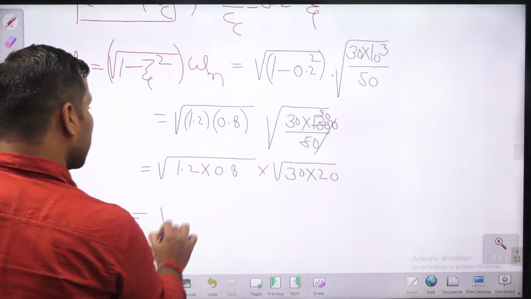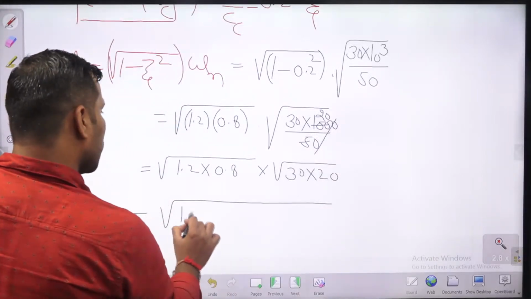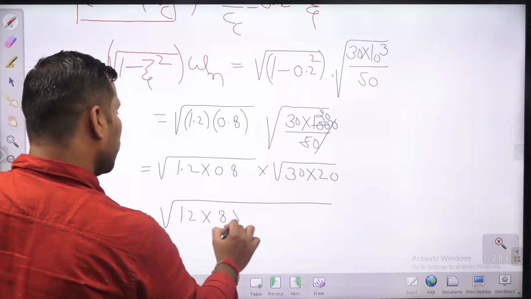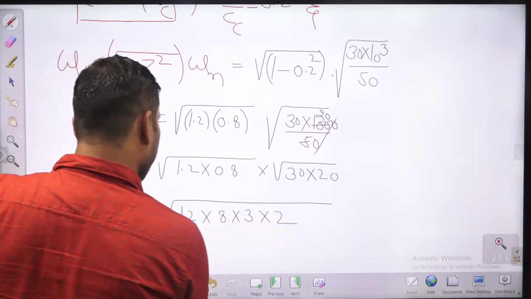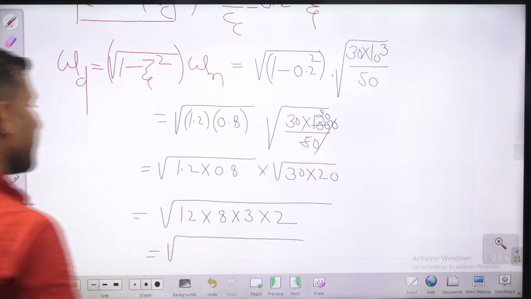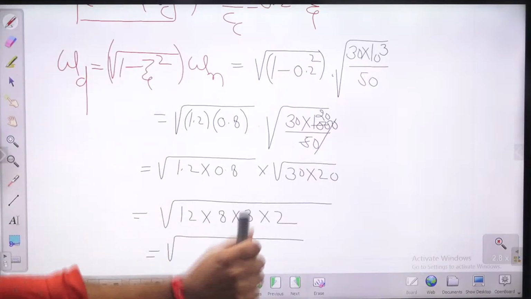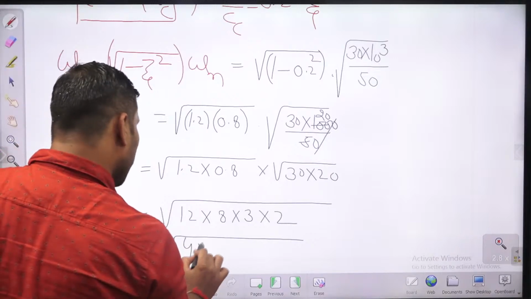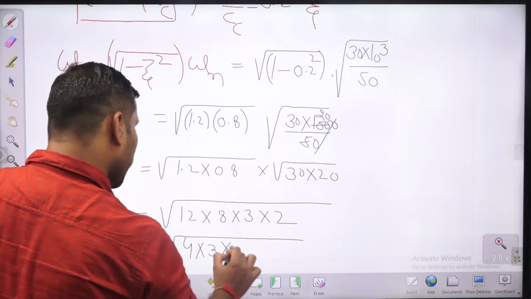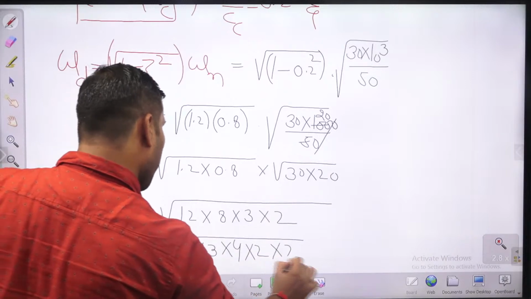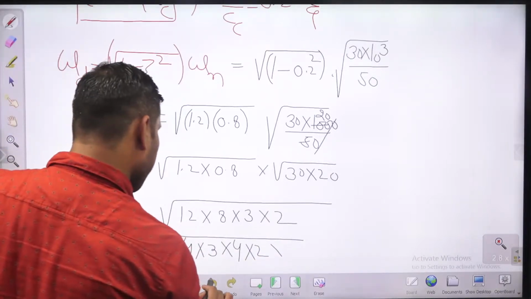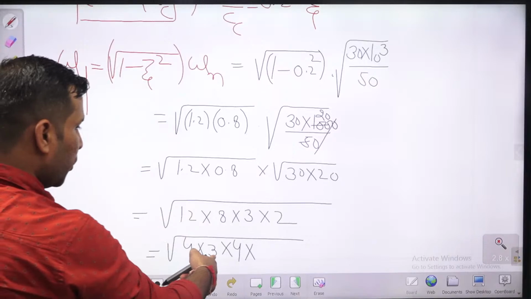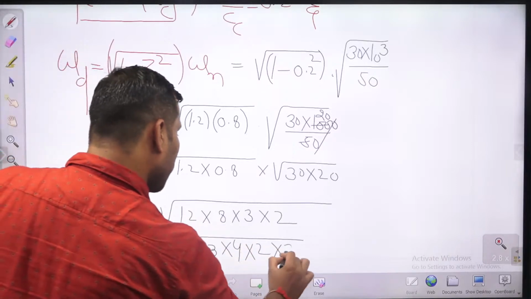Further, if you solve this, guys, you can write it like this: 12 into 8 into 3 into 2. Okay, so I can write this as 4 into 3 into 4 into 2 into 2. I'm writing it as 4 into 3, this is 4 into 2 into 3 into 2.